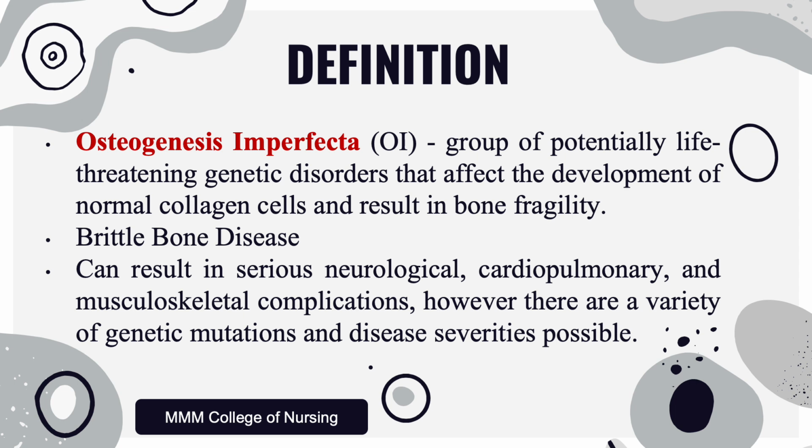Osteogenesis imperfecta is a group of potentially life-threatening genetic disorders that affect the development of normal collagen cells and result in bone fragility. Hence the name brittle bone disease. This can result in serious neurological, cardiopulmonary, and musculoskeletal complications. However, there are a variety of genetic mutations and disease severities that are possible.